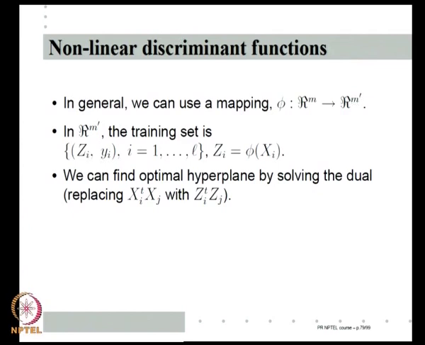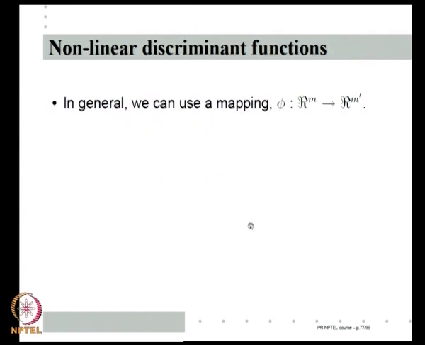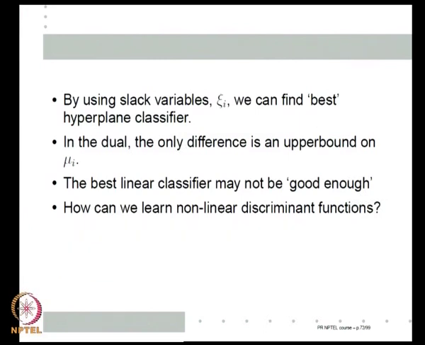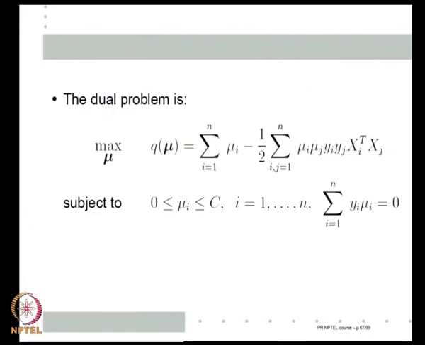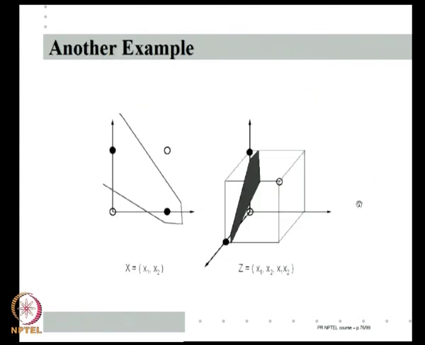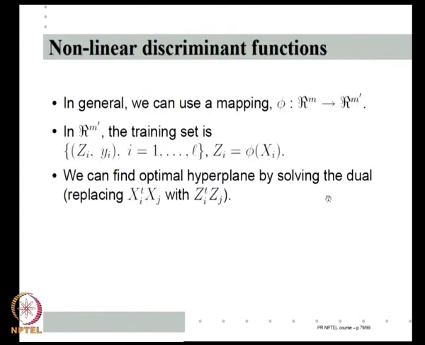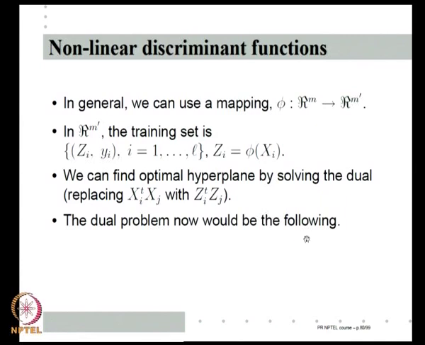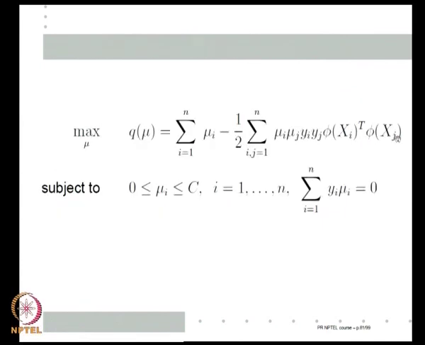So, we can find the optimal hyperplane by solving the dual. What was our dual? If I wanted to find the best linear classifier, this is what I have to solve, where xi, xj are the training patterns. Nowhere else do the training patterns appear. So, since I have transformed them to Zi's, I just replace xi transpose xj by Zi transpose Zj, that is all, or phi xi transpose phi xj. The dual problem is the same with xi transpose xj replaced by Zi transpose Zj, which is the same as phi xi transpose phi xj.